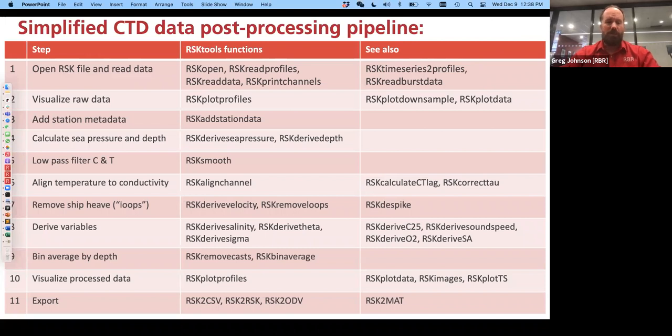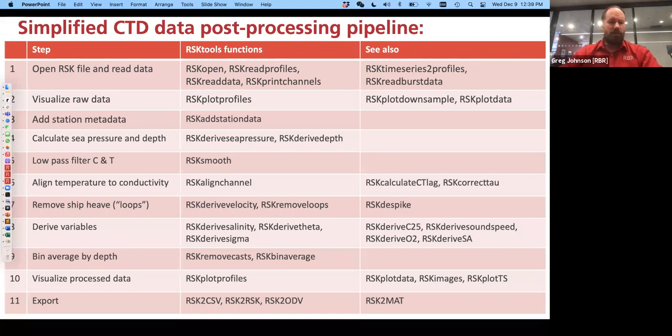The first one is to open the file and read some data in, and you can see that's certainly going to involve RSK open. It might involve reading profiles, reading data, printing the channels out. We're going to visualize some of that raw data, either using plot profiles or plot data. Add some station metadata. So we might know something about a station name from your cruise, for instance, or we might have some GPS lat long that we want to contribute at this point.